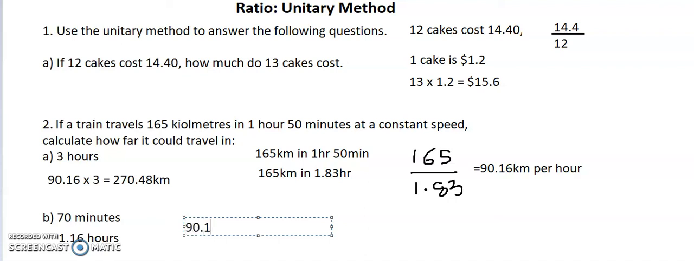Because I go 90.16 kilometers per hour, I just need to times it by 1.16. So that is 90.16 times 1.16, and that equals 104.58 kilometers.